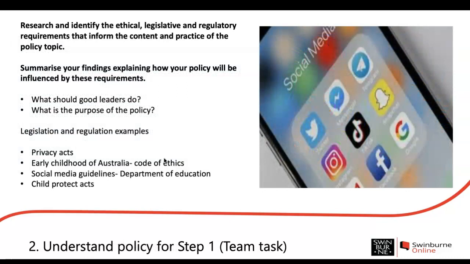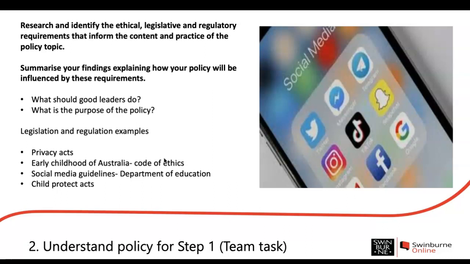So number two is understand the policy for step one. We are going to research and identify the ethical, legislative, and regulatory requirements that inform the consent and practice of the policy topic, which is digital professionalism. Summarize your findings, explaining how your policy will be influenced by these requirements. So our step one, which is done as a team, and I believe it's 600 words, so not very long.